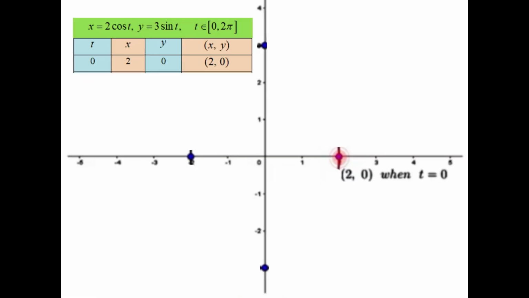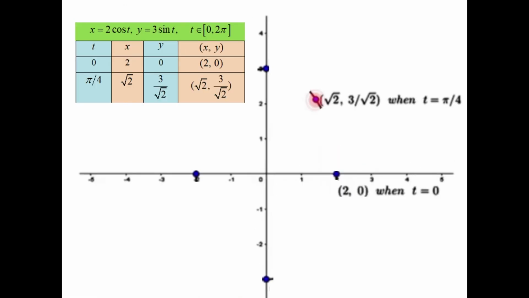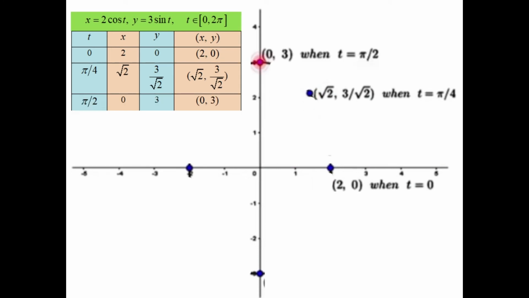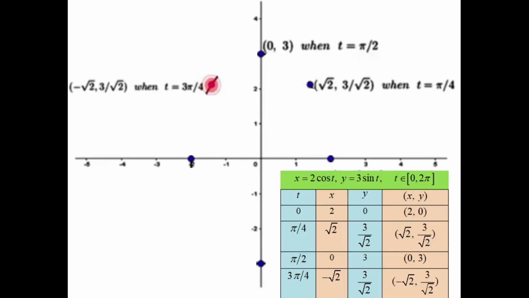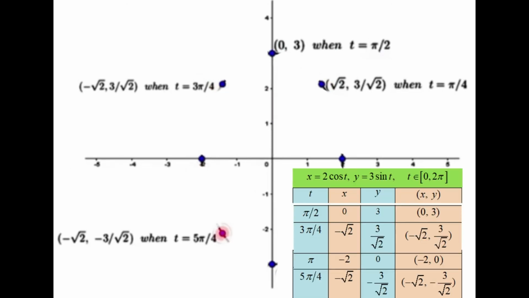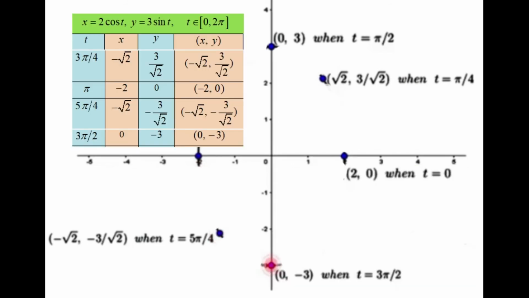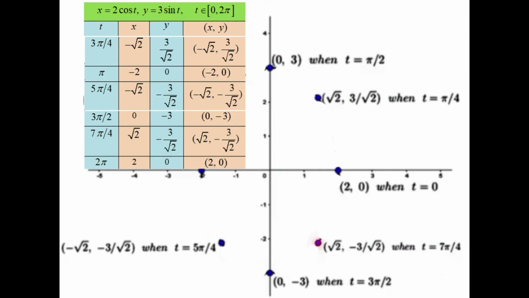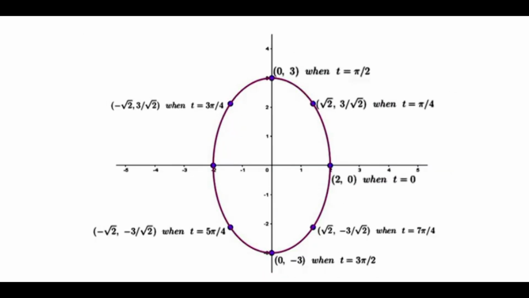We plot the points (2, 0), (root 2, 3 by root 2), (0, 3), (negative root 2, 3 by root 2), (negative 2, 0), (negative root 2, negative 3 by root 2), (0, negative 3), and (root 2, negative 3 by root 2) on the xy plane as shown in the figure, and join the points to obtain the curve represented by the given parametric equations. Here, the orientation of the curve is counterclockwise.